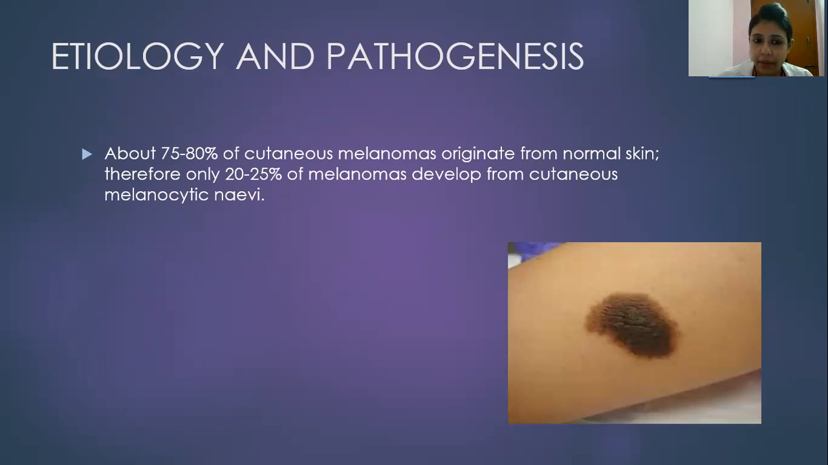About 75 to 80% of cutaneous melanomas originate from normal skin. Therefore, only 20 to 25% of melanomas develop from cutaneous melanocytic nevi.